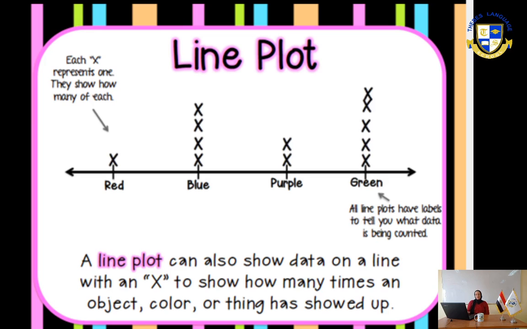Here all the plots have labels to tell you what data is being counted. These are the labels that tell you what we are going to count. Again, the line plot can also show data on the line with an x to show how many times an object or color or things has showed up. The line plot is the straight line where we represent the data by x.